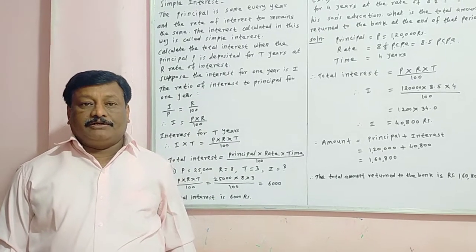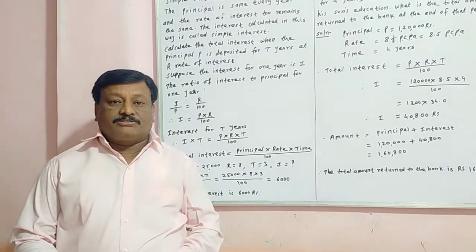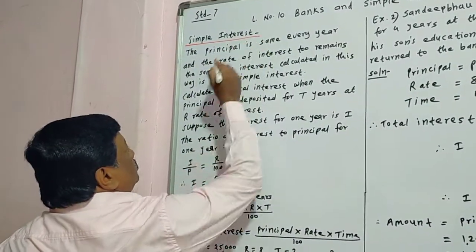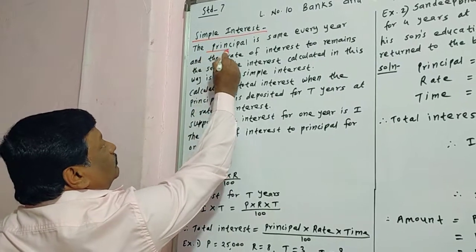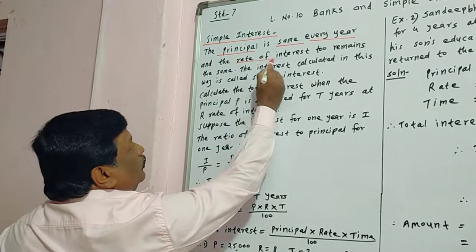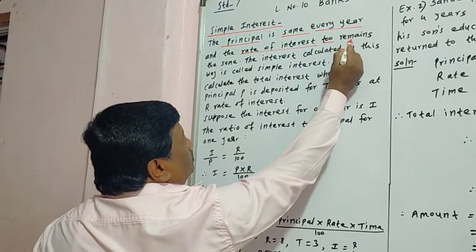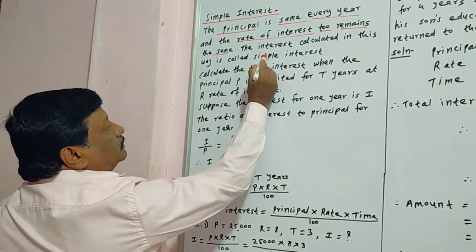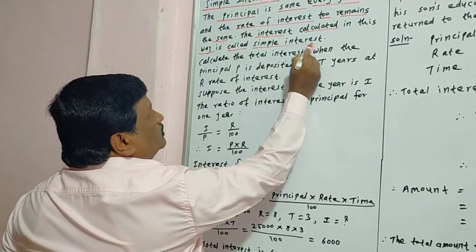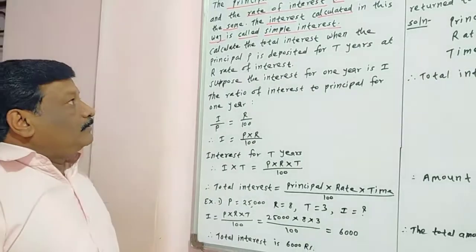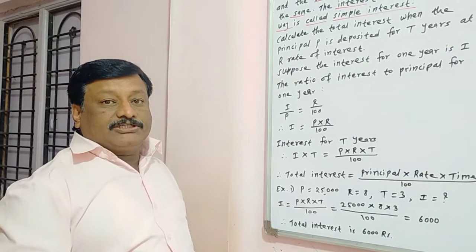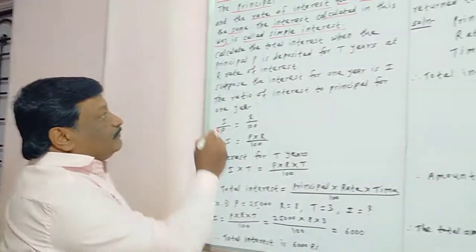Students of Standard 7, now we will solve examples of simple interest. Simple interest: the principal is the same every year and the rate of interest too remains the same. The interest calculated in this way is called simple interest. Every year the principal is the same, the rate is also the same, then the interest is called simple interest.